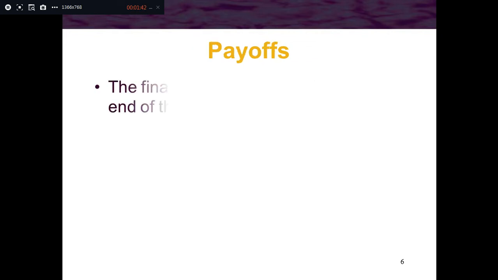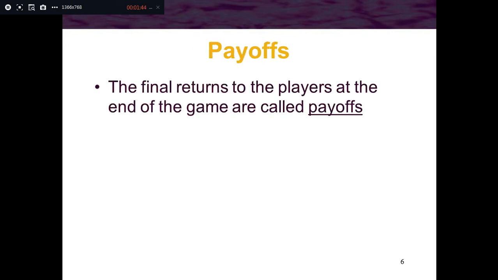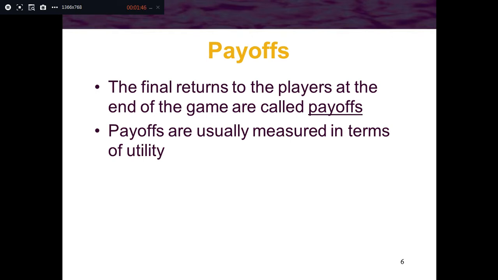The payoff, which is the result or the outcome of the play, which is the final return to the players at the end of the game, is called payoffs. So payoffs are usually measured in terms of utility. Monetary payoffs are also used. They can be measured by monetary items. So it's assumed that players can rank the payoffs associated with the game.